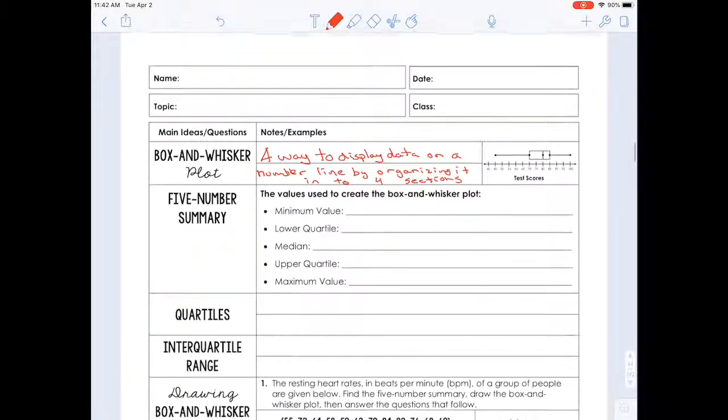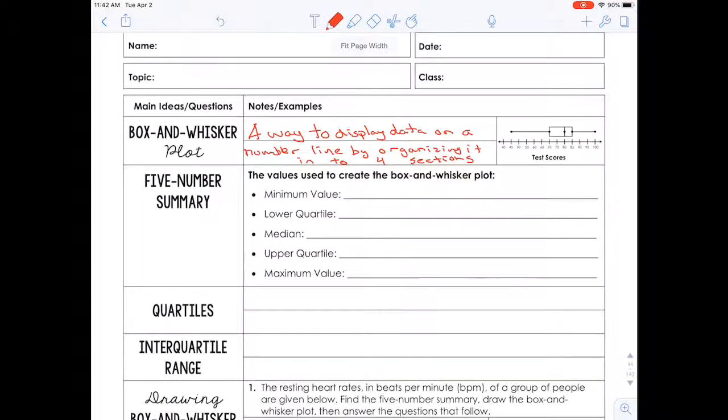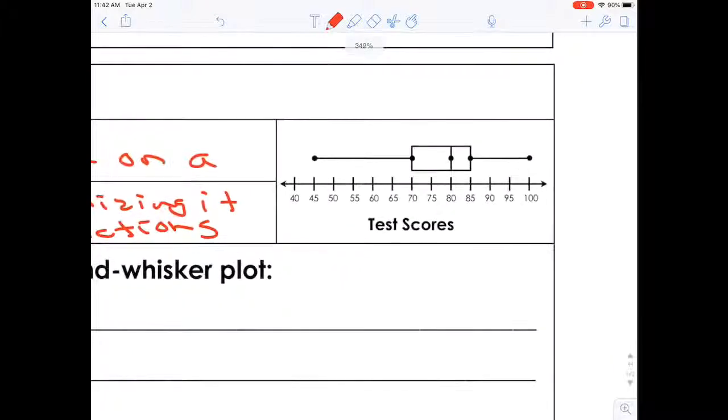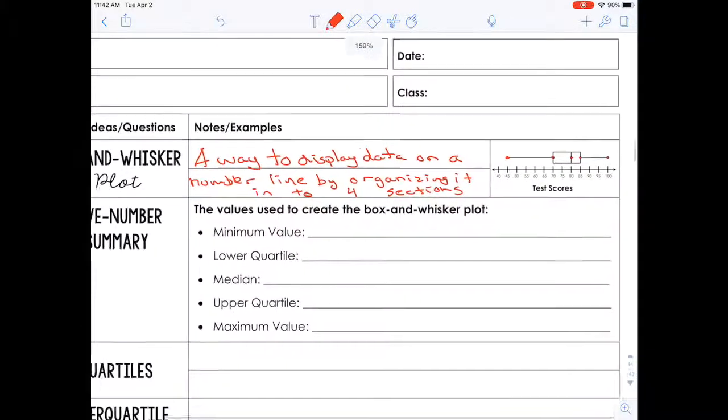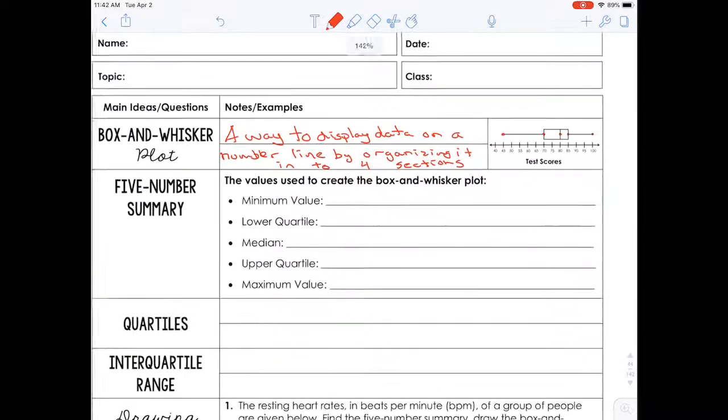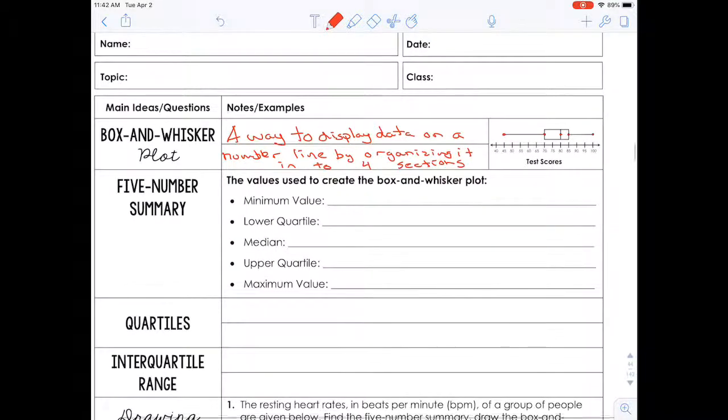Okay, 5 number summary. So when you get a box and whisker plot, if you remember, it takes 1, 2, 3, 4, 5 numbers. So a 5 number summary is just those 5 numbers. The first one is easy. It is the smallest value.